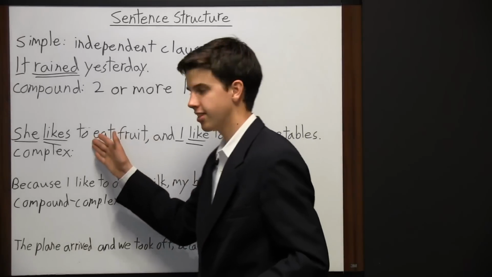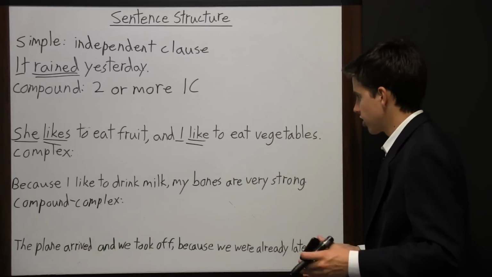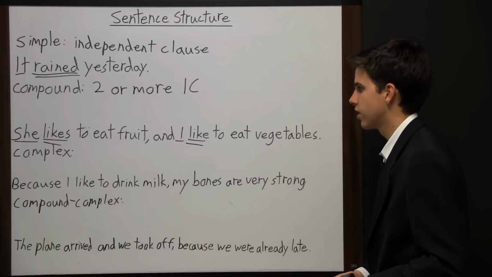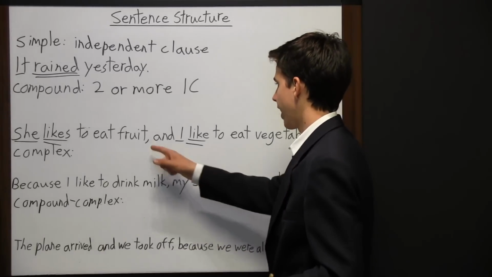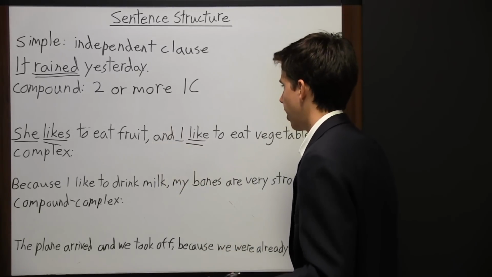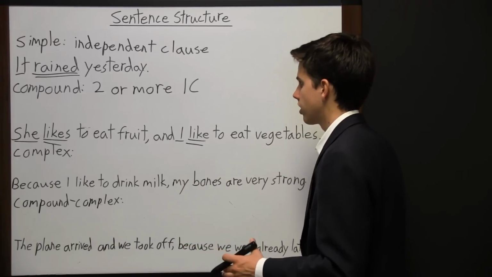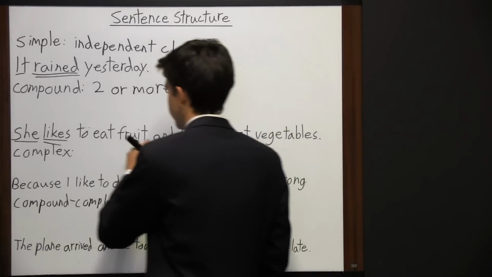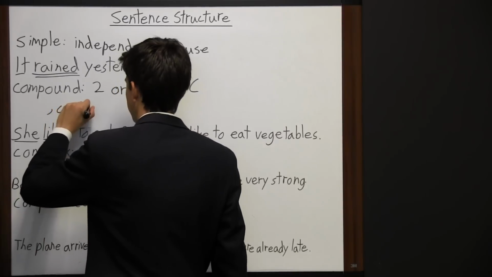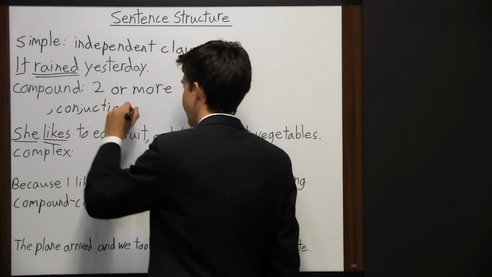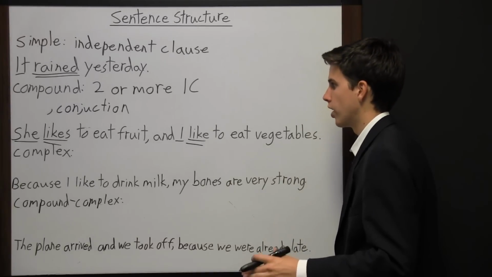This is an independent clause because it could be a sentence by itself, and this is an independent clause because we could just say I like to eat vegetables, and that's a sentence by itself. But notice here we have them joined together by a comma and the conjunction and. There are a few ways you can join two independent clauses together. One is by that example right there, by a comma and a conjunction. And is a conjunction, as well as words like for, but, so, and yet.